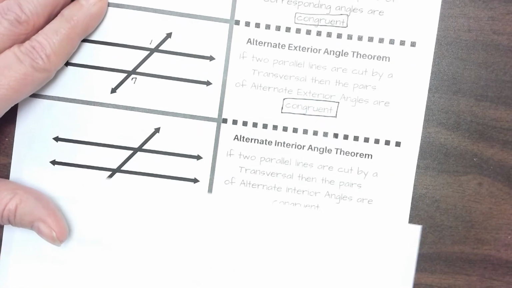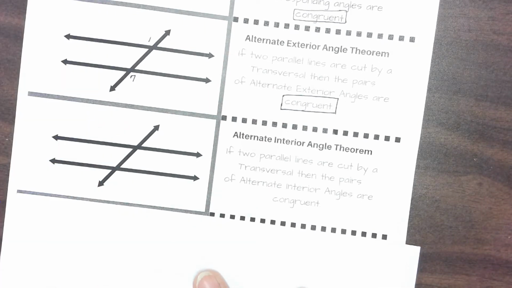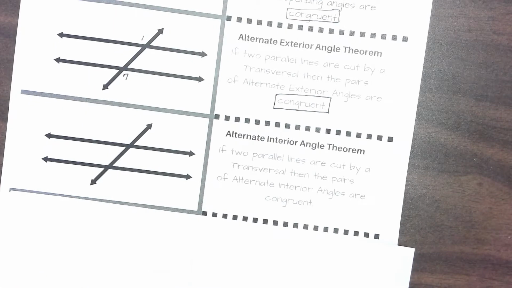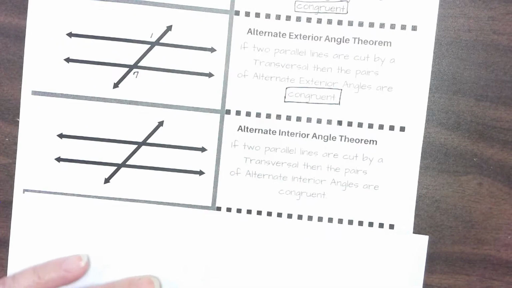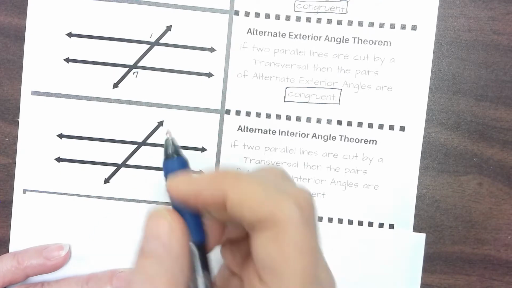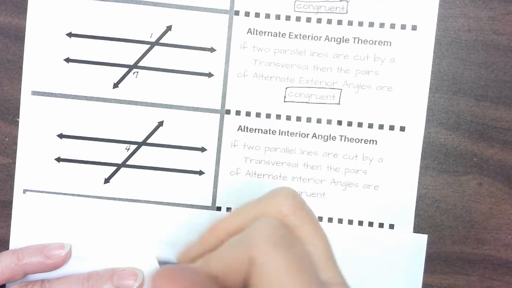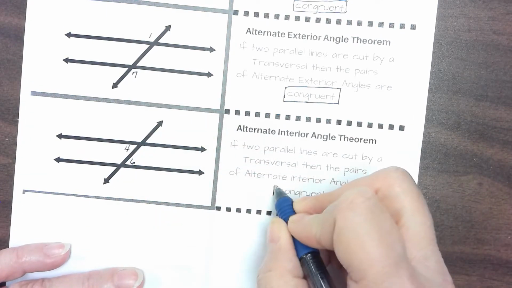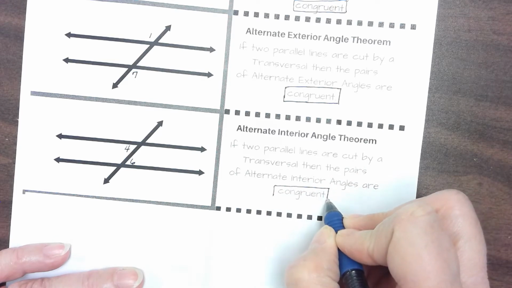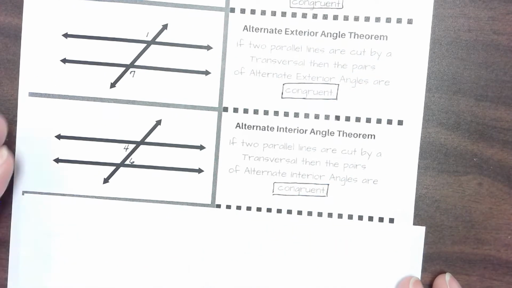Moving to the next one, our alternate interior angle theorem. If two parallel lines are cut by a transversal, then the pairs of alternate interior angles are congruent. So now we've got alternate interior angles, so we have 4 and 6. Alternate interior angles are going to be congruent if we have parallel lines cut by a transversal.